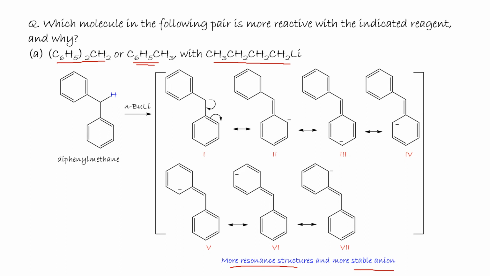So we are expecting this hydrogen to be more acidic, and the formation of diphenylmethyllithium will be much faster than phenylmethyllithium.